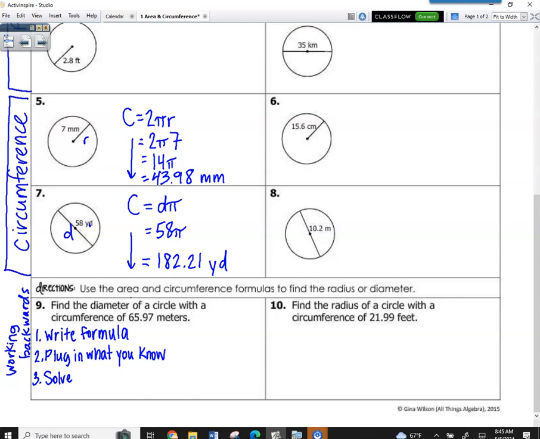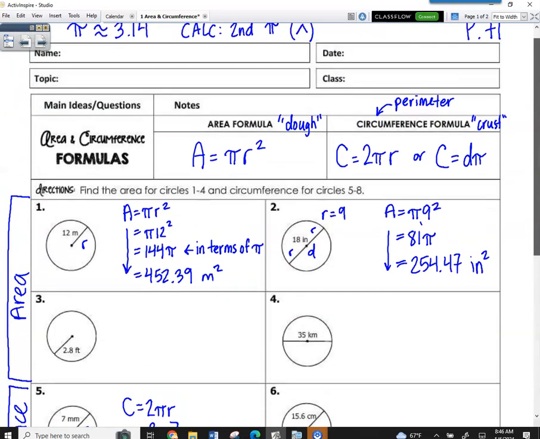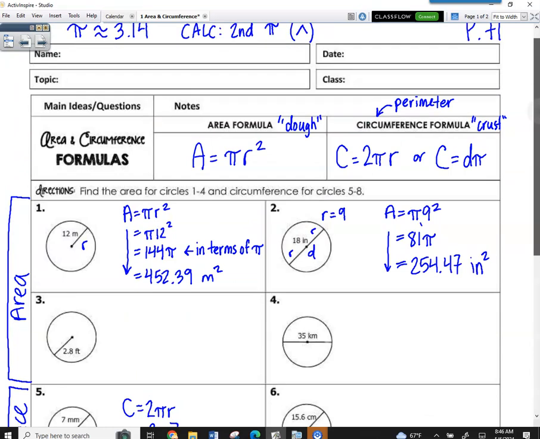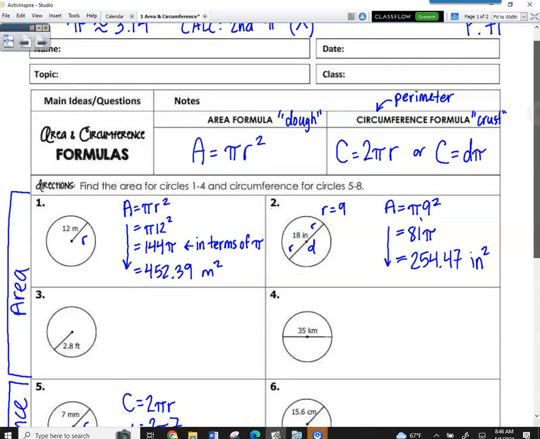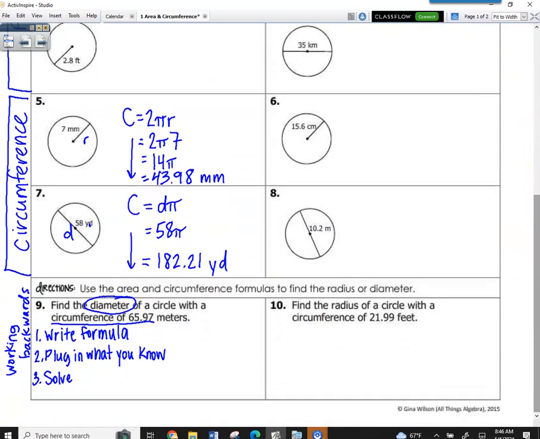It says find the diameter of a circle with a circumference of 65.97. I'm looking for D. It gives me C. So go up here. We have 2 formulas for circumference. Which one would be smarter to use? It said find the diameter given the circumference. So which one should I use? Let's use d pi, because then all I have to do is get d by itself. So copy the formula, d pi. That is a must. You have to copy the formula.